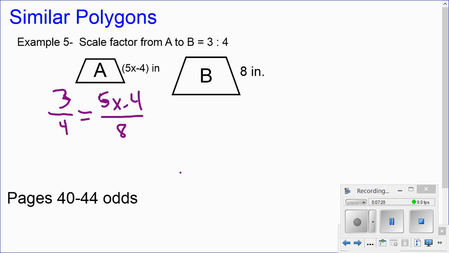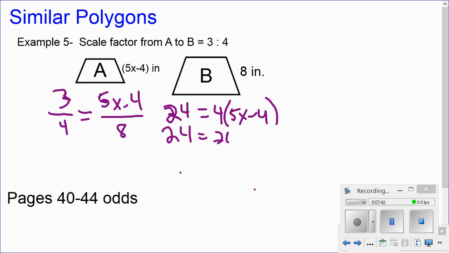So 3 times 8 is 24, is equal to 4 times 5x minus 4. I'll go ahead and distribute that 4. So 4 times 5x is 20x. 4 times negative 4 is negative 16. So 24 equals 20x minus 16. So let's subtract 20x from each side. Or actually, let's add 16 to each side.